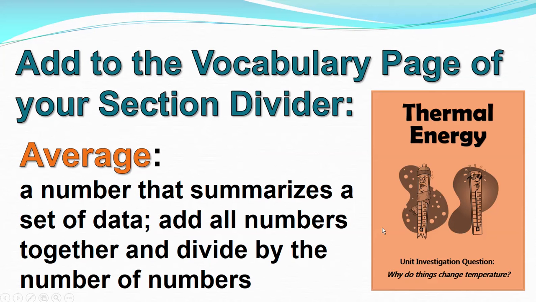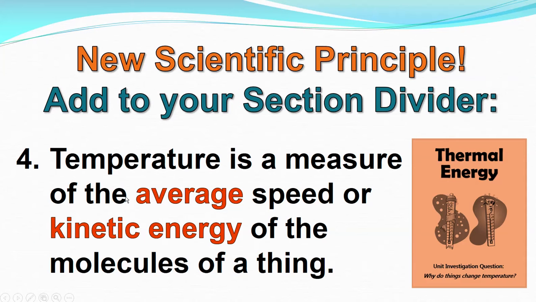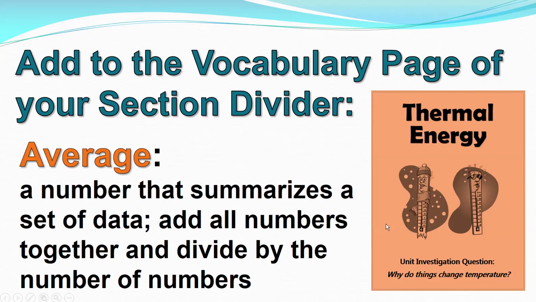The word average just means it's a way that we summarize data. In class, we spend a lot of time reviewing how if you add all the numbers together and divide it by the number of numbers, you can find the average. And as we saw in the previous slide, the average means the average speed or kinetic energy of the molecules.